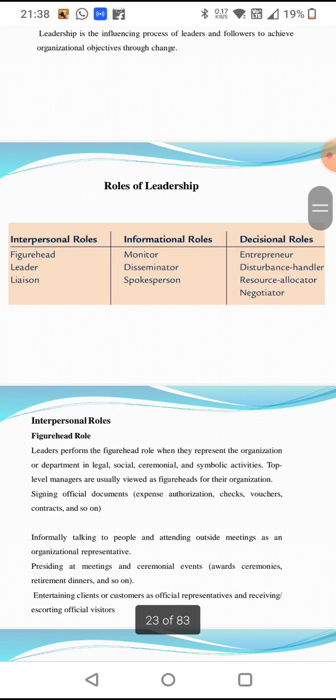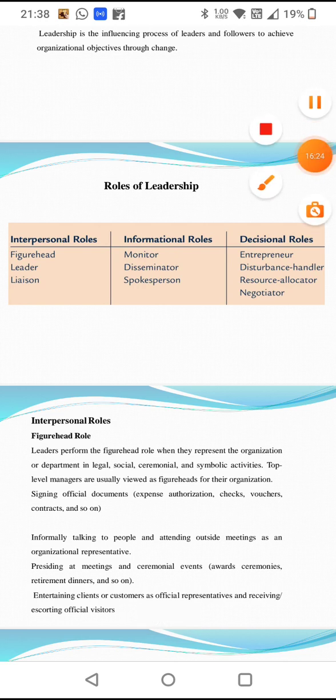So, let us move on to the roles of leadership. We have basically three major roles: the interpersonal role, the informational role, as well as the decisional role. Under interpersonal roles, we have figurehead roles, leader roles, and liaison roles. In informational roles, we have monitor roles, disseminator roles, and spokesperson roles. Under decisional roles, we have entrepreneurial roles, disturbance handler roles, resource allocator, and negotiator. These are some of the roles which the leaders have to undertake, right?